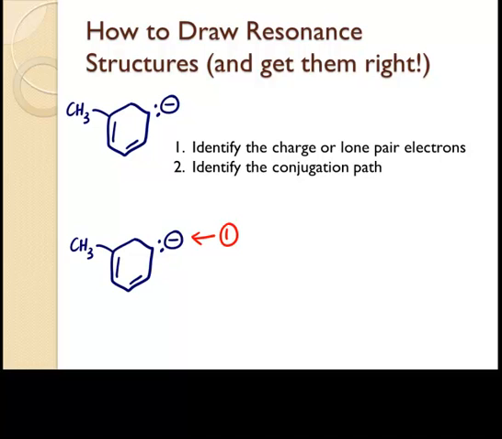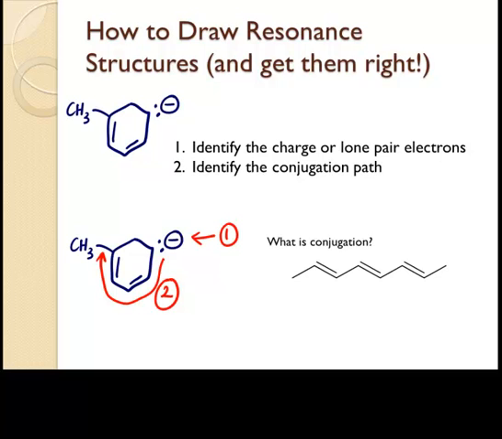The second step is to identify the conjugation path. Conjugation is where you have alternate single, double, single, double, single, double. You need those alternating single and double bonds because it's the pi system from those multiple bonds that allows the electrons to undergo resonance and be distributed around the system. So in this case, as shown in step 2, from the charge there's single bond, double bond, single bond, double bond. So that's our conjugation path.